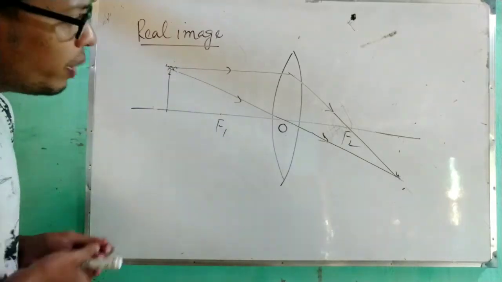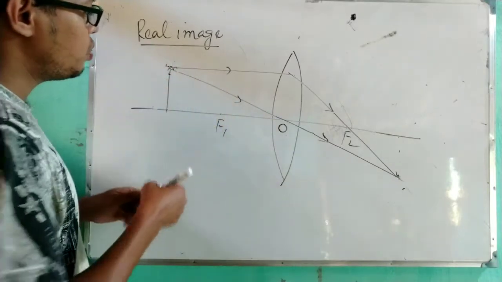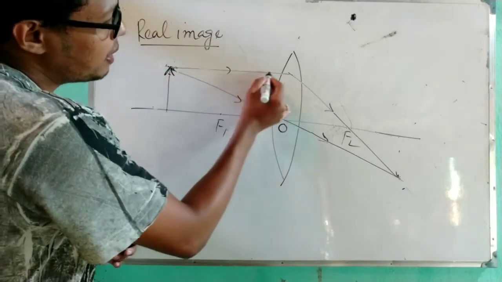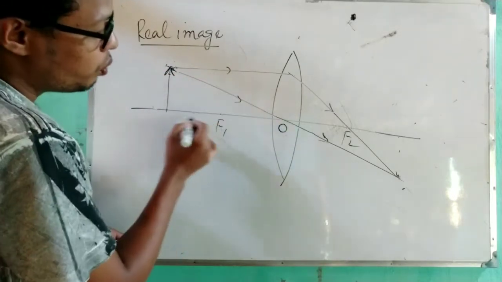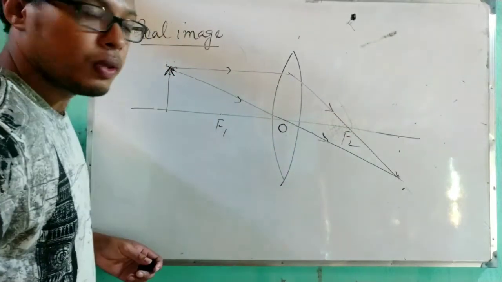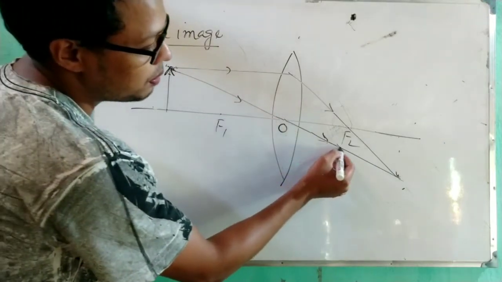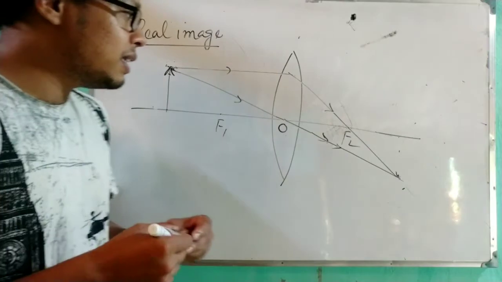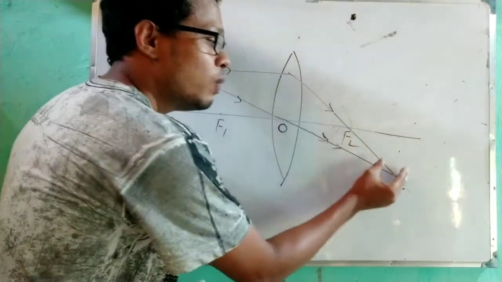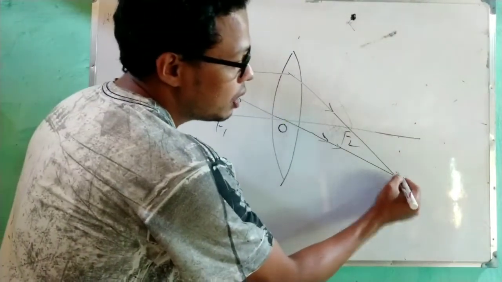In another way, we can say, suppose this is the lens, and one object is placed over here, and I will apply two rules out of these three. One ray is parallel with the principal axis, and after refraction it passes through the focus. Another ray passes through the optical center, and it undeviates its path. Now we can see after refraction these two rays are meeting at this point. Means these two rays actually meet. So when the two rays meet at a point, there the image will form.